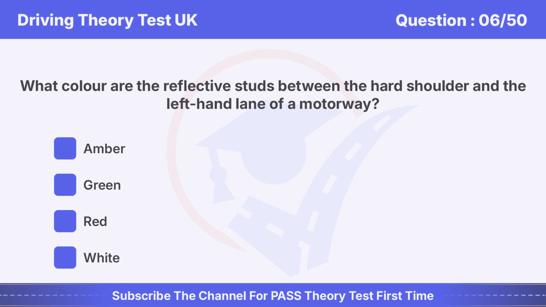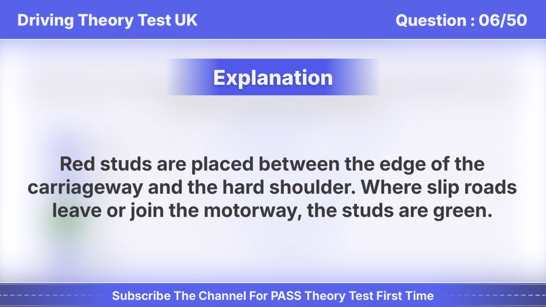Question 6. What color are the reflective studs between the hard shoulder and the left-hand lane of a motorway? Answer is C, red. Red studs are placed between the edge of the carriageway and the hard shoulder. Where slip roads leave or join the motorway, the studs are green.